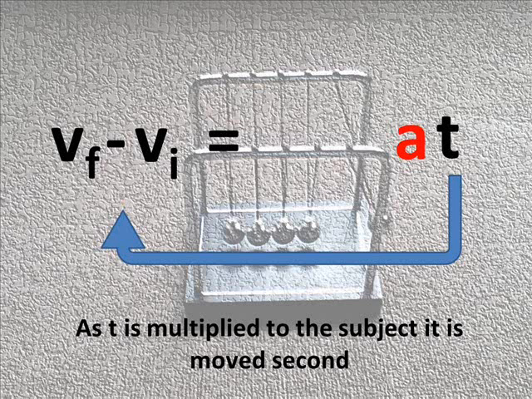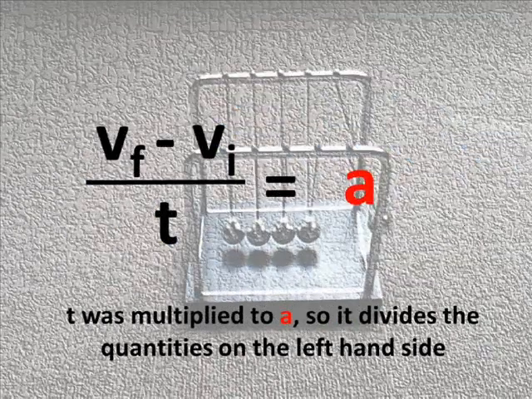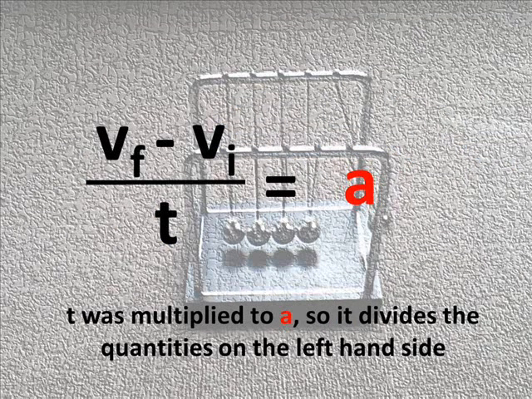The next step we're going to do is multiplication, and so we're going to move T over the other side. Remember, if two quantities are just next to each other with no operator in between, they are actually being multiplied. So T was multiplied by A on the right hand side. We've moved it over to the left hand side, so it now divides everything that's on the left hand side. So we get VF minus VI divided by T.